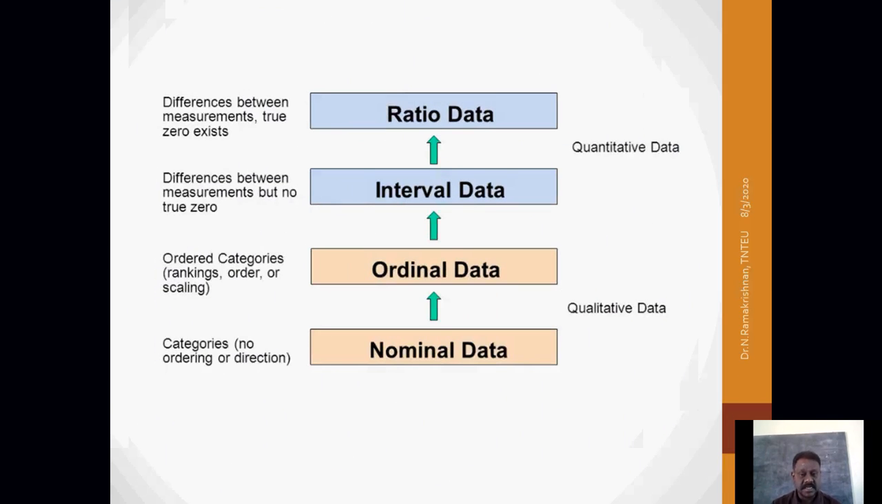That is why the nominal data and the ordinal data are qualitative data, and interval data and ratio data are known as quantitative data, where it is given in a quantified form, and we can do calculations. Higher level statistical applications can be applicable only to the interval data and ratio data.